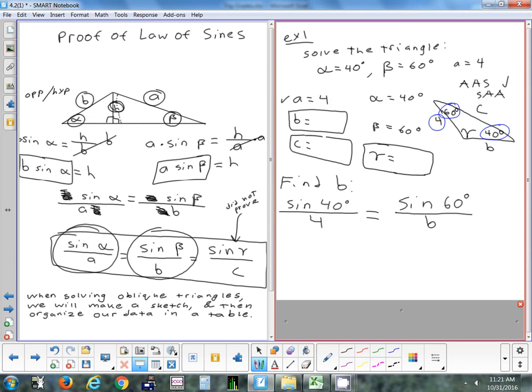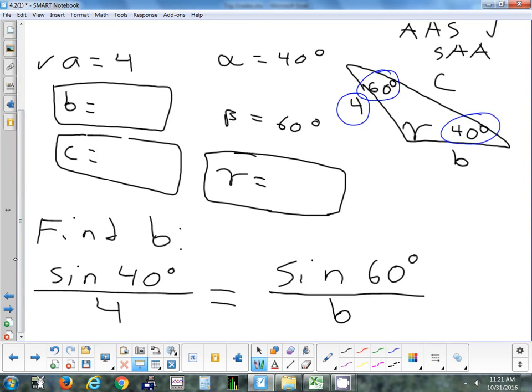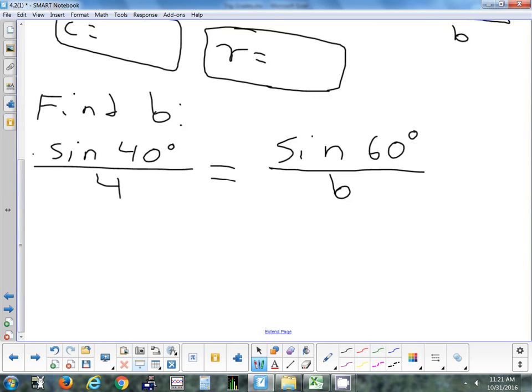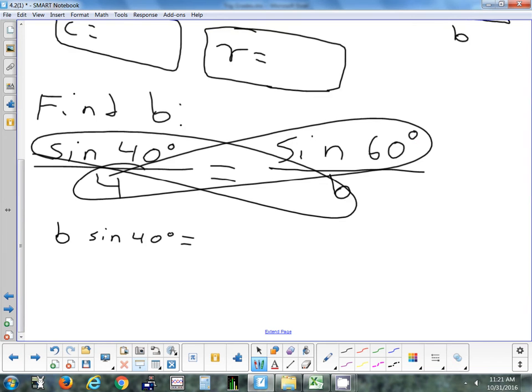Okay, does anybody remember what you call this when you have a fraction equal to a fraction? Begins with a p. Yeah, it's a proportion. And how do you generally solve a proportion? What do you do? Yeah, all you have to do is cross multiply. So we're going to do b sine 40 equals 4 sine 60. Okay, so we just cross multiplied.